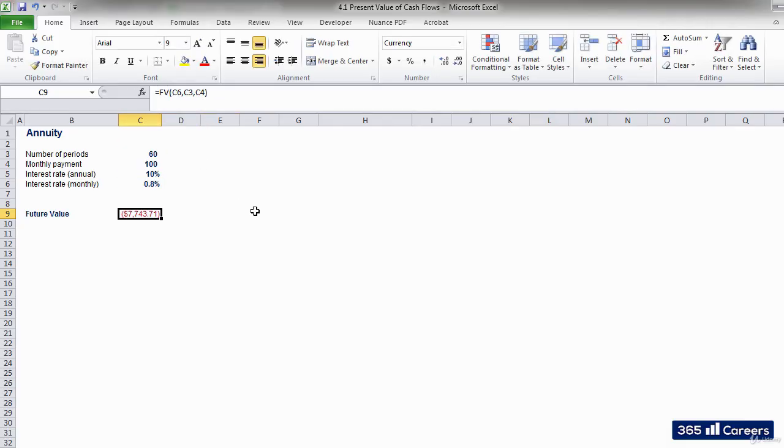Minus 7,743. We need to put a minus in front of the formula in order to obtain a positive value. This is the amount that we will have in 5 years if we make constant payments of $100 at an annual interest rate of 10%.